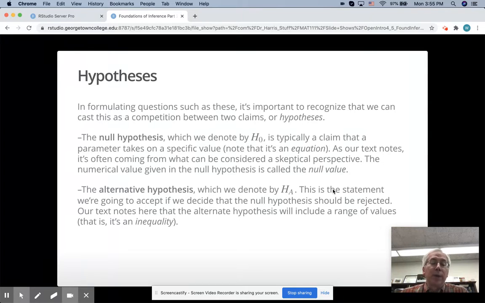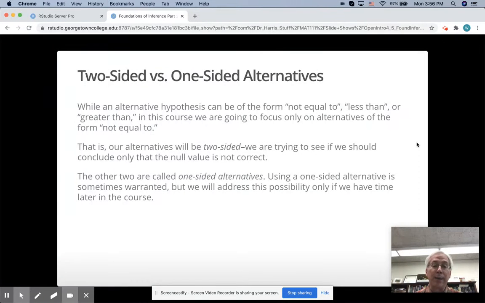And we're going to oppose the null hypothesis with what we call the alternative hypothesis. And that's going to be denoted H sub a. As I say here, this is going to be the statement that we accept if we decide that the null hypothesis is not a reasonable statement. And so the alternative hypothesis for us is going to be an inequality. Let's take a look at the types of inequalities that we might encounter.